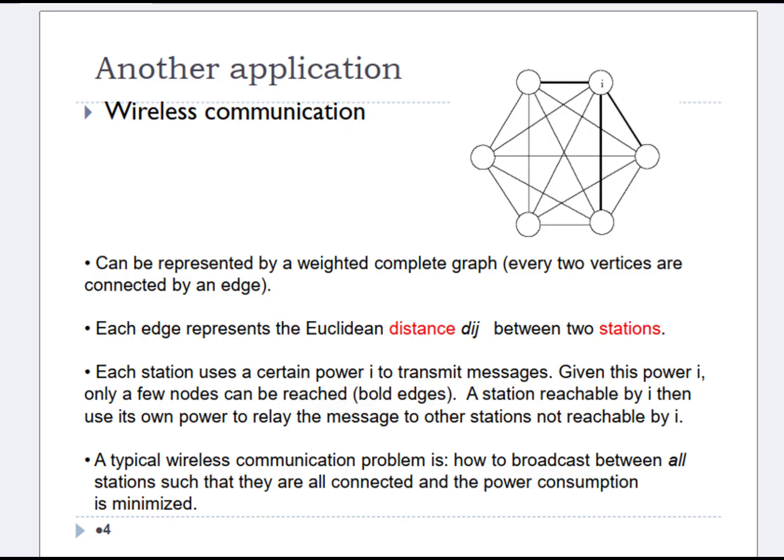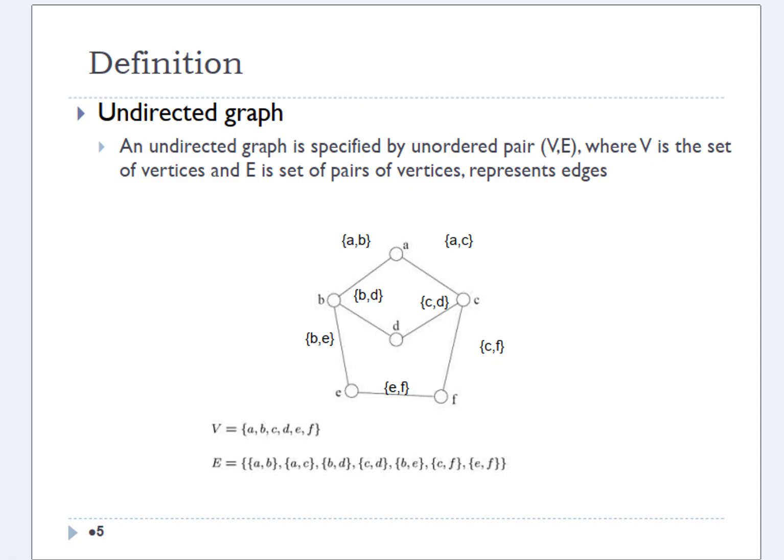4. Definition: undirected graph. An undirected graph is specified by an unordered pair (V, E), where V is the set of vertices and E is the set of pairs of vertices, which represent edges.